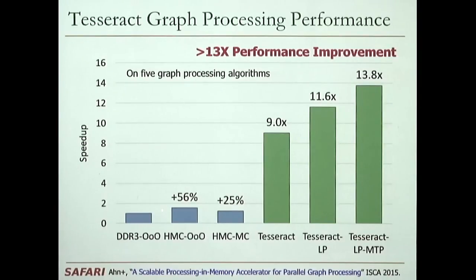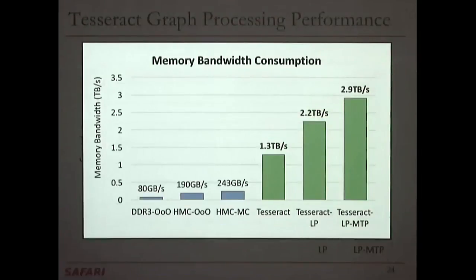And if you just increase bandwidth by using hybrid memory cube, you don't get that much over here. One of the reasons is that you can utilize much more bandwidth. And as we've discussed, it's a bandwidth-bound problem. You're basically doing a lot of processing on the data, but you don't have much computation, and you need a lot of bandwidth.